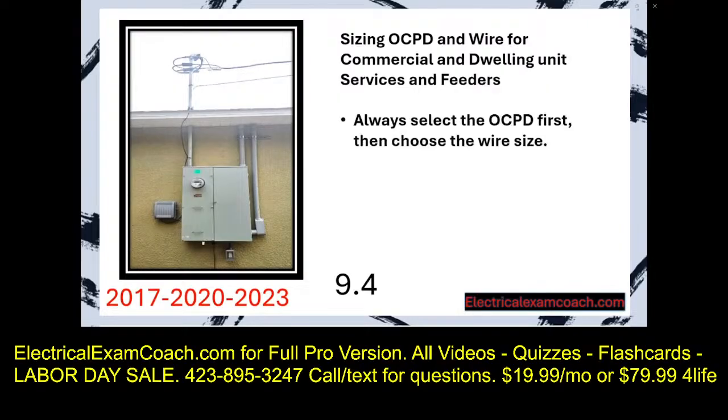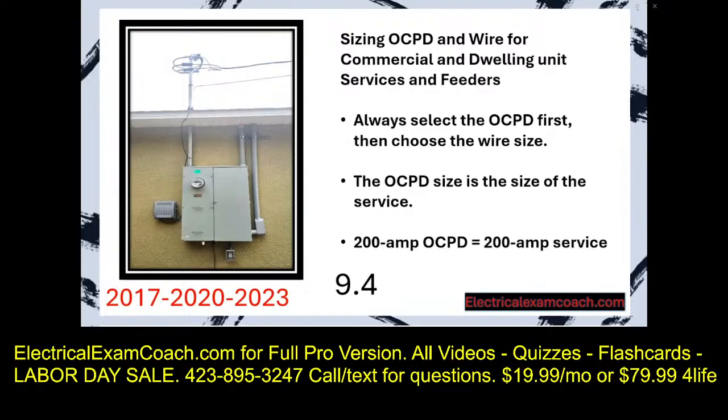Always remember that we're going to select our overcurrent protective device first, and then choose our wire size. Also, the overcurrent protective device size is the size of the service. If we're sizing services and we select a 200 amp overcurrent protective device, whether it's a breaker or fuse, based off the size of the load, and we go to the next size up and it ends up being a 200, that means we have a 200 amp service.